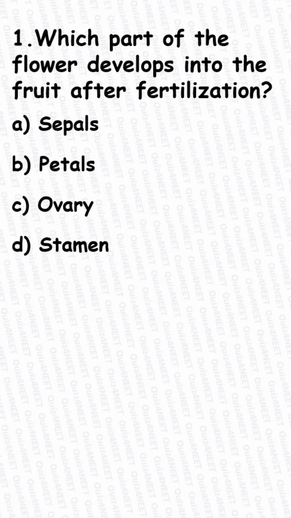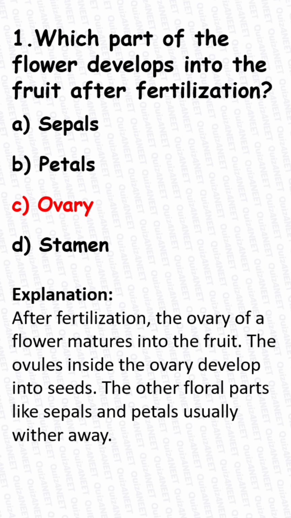Which part of the flower develops into the fruit after fertilization? A. Sepals, B. Petals, C. Ovary, D. Stamen. Answer: C. Ovary. Explanation: After fertilization, the ovary of a flower matures into the fruit. The ovules inside the ovary develop into seeds. The other floral parts, like sepals and petals, usually wither away.